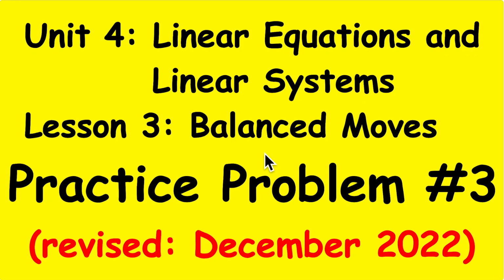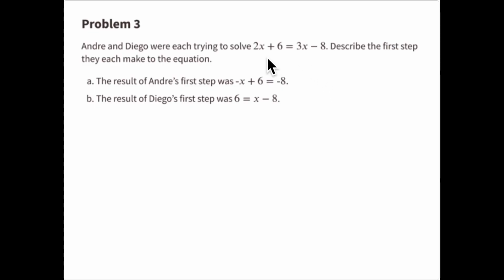This is practice problem number 3 from lesson 3, balanced moves, in unit 4, linear equations and linear systems. And this is a revised version of practice problem number 3. In this problem, you're given this equation, 2x plus 6 equals 3x minus 8, and asked what Andre did in his first step to end up with this second equation, and what Diego did in his first step to end up with this second equation.